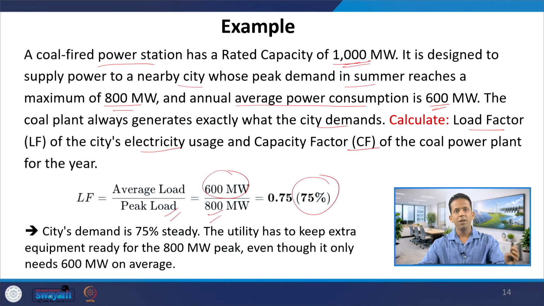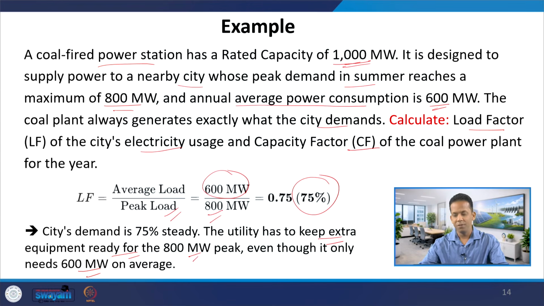It means the city's demand is almost 75% steady, and the grid or the utility has to keep some extra equipment ready to manage that 800 megawatt peak demand, or else most of the year the city needs only 600 megawatt. But even if for one day it is reaching 800 megawatt, the equipment has to be ready. So the utility has to keep that much extra equipment ready. So that is what governs the load factor. It is based on the demand of the city and how they are using the power.